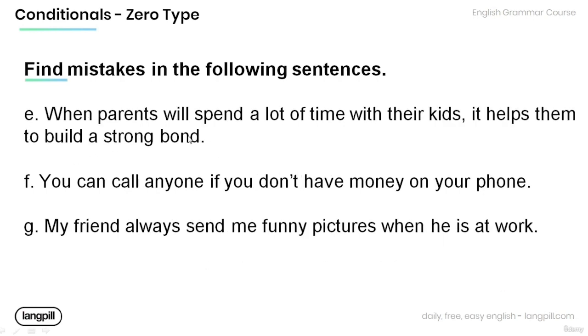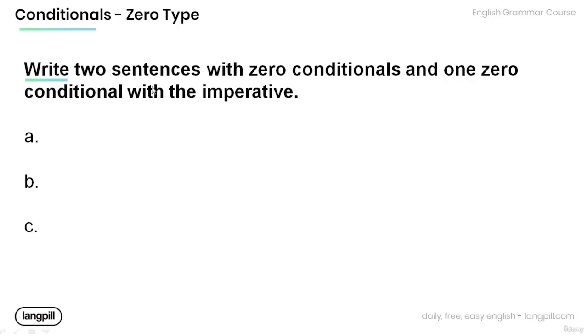E. When parents will spend a lot of time with their kids, it helps them to build a strong bond. F. You can't call anyone if you don't have money on your phone. G. My friend always send me funny pictures when he is at work. Now, write two sentences with zero conditionals and one zero conditional with imperative.